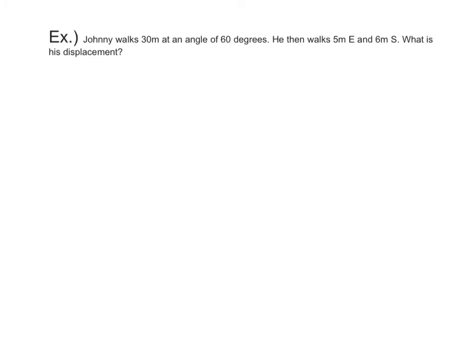Our first example will take us way back to when we were talking about displacement. If you recall, displacement is a vector. And all of this vector math I'm showing you will work for any vector in physics, such as forces, displacement, acceleration, velocity. If it's a vector, this procedure is applicable in theory to it. So we have Johnny, and Johnny is walking 30 meters at an angle of 60 degrees. After doing that, he then will turn and walk 5 meters east, then 6 meters south. We want to know what is his displacement.